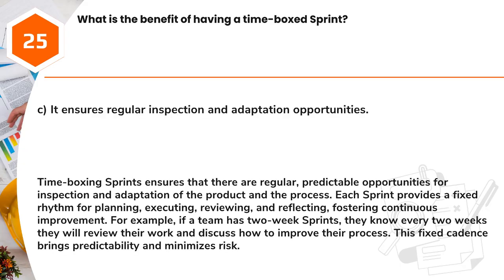Answer: C. It ensures regular inspection and adaptation opportunities. Time-boxing sprints ensures that there are regular, predictable opportunities for inspection and adaptation of the product and the process. Each sprint provides a fixed rhythm for planning, executing, reviewing, and reflecting, fostering continuous improvement. For example, if a team has 2-week sprints, they know every 2 weeks they will review their work and discuss how to improve their process. This fixed cadence brings predictability and minimizes risk.